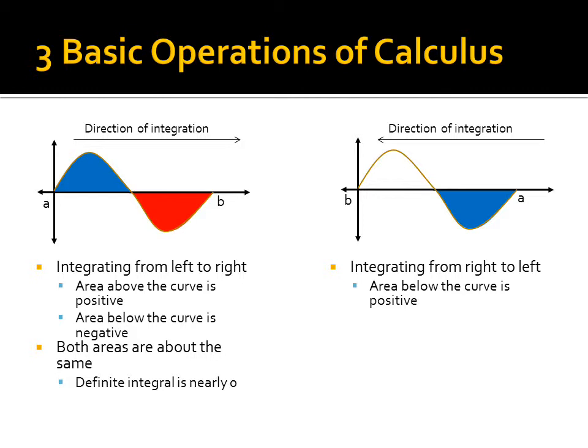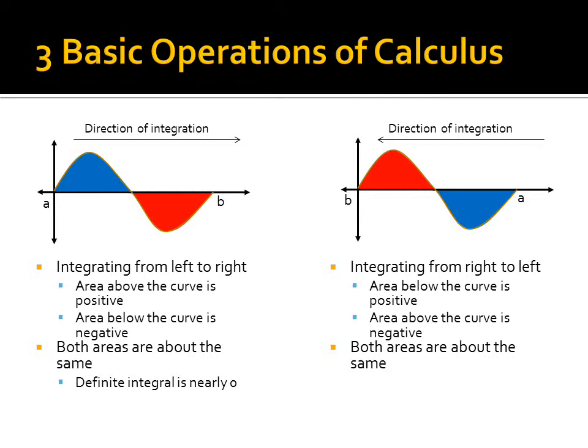When you're integrating from right to left, the area below the curve is positive, and the area above the curve is negative. But we're still looking at about the same amount of space here as we are here. So both areas are still about the same absolute value. It's just that one of them's positive and one of them's negative. And that means that the definite integral will again be nearly 0.